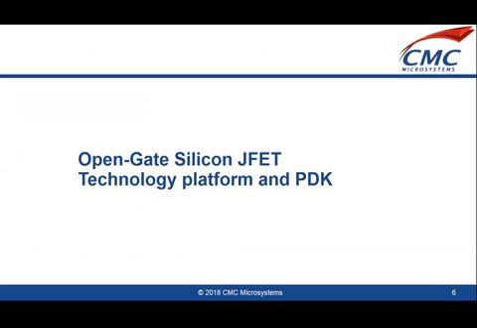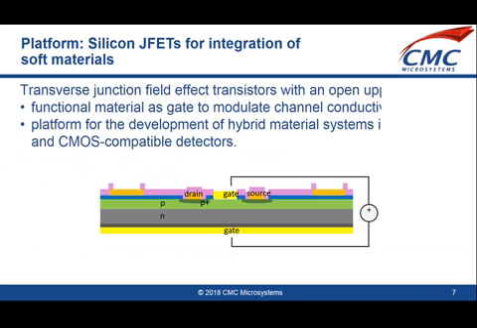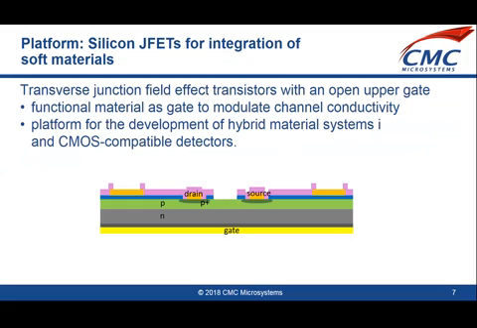The subject of today's presentation is specifically the introduction of a new platform technology. So let's begin just with an overview of the principle of operation. Shown on screen here is a conventional transverse junction field effect transistor, or JFET. It's formed by source and drain contacts that define a lateral conductive channel through the silicon. The conductivity of the channel is modulated by the depletion region at the PN junction, which is in turn controlled by gate electrodes. The novelty with this particular technology is that these JFETs are delivered with an open upper gate.